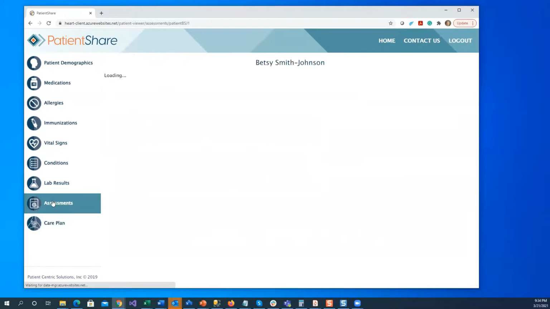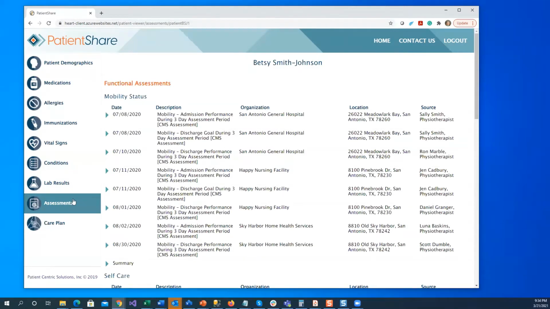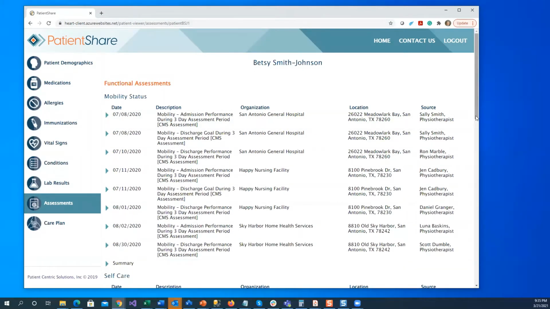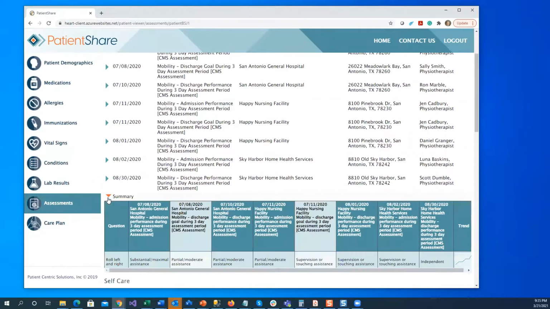I'd like to also demonstrate, since we're talking about the PASSIO transition of care use case, assessments. And as I mentioned earlier, the CMS requires that assessments be done at a minimum at admission and discharge at each of these facilities. So we see that we have assessments at the hospital, again at the nursing facility, and again at home health services. We can drill down and see the results of any of those assessments at any point in time. And then we also provide an overview of all of the assessments.